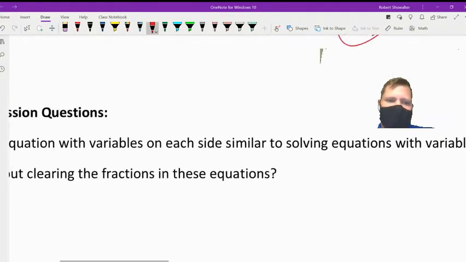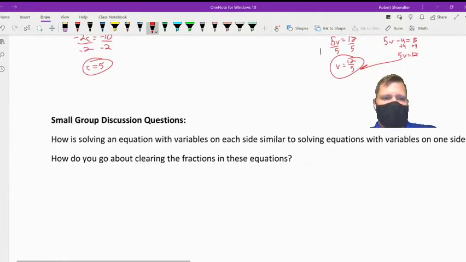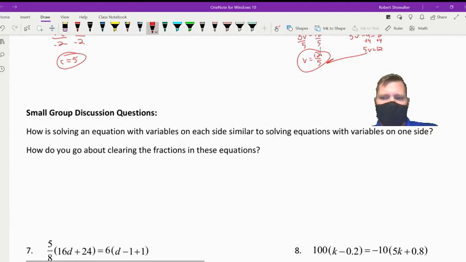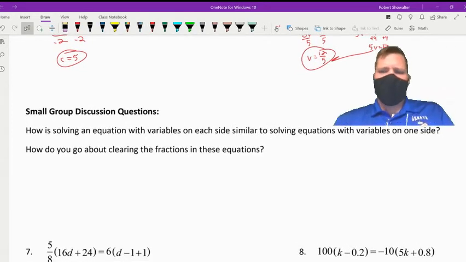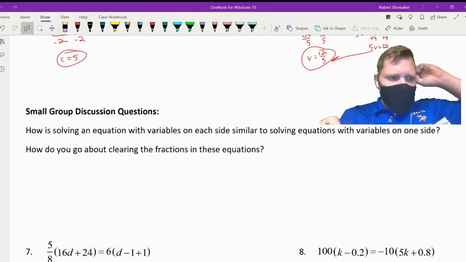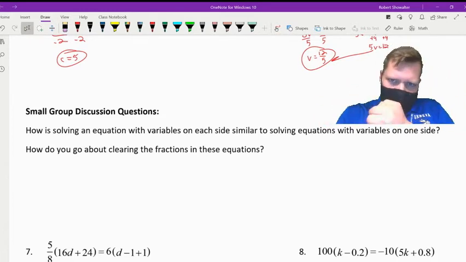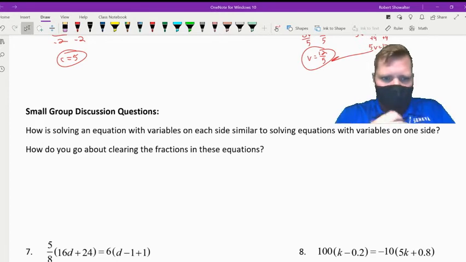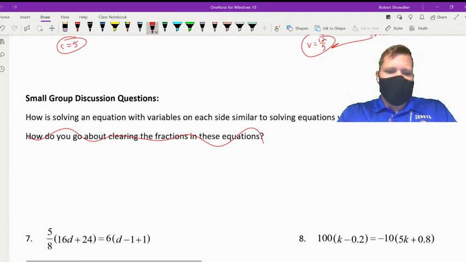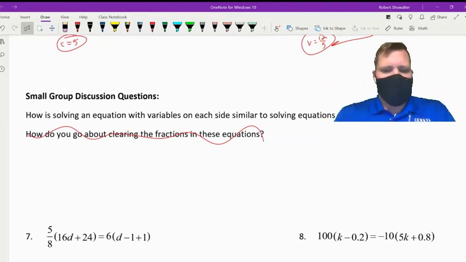Good. Next problem. Okay, essential question. Here we go. How is solving an equation with variables on each side similar to solving equations with variables on one side? It's kind of the same process. You're going to move things. If you move things from one side of the equation to the other, you have to do the opposite sign to move them over. How do you go about clearing fractions in these equations? We're going to ignore that question because we didn't really do that in class.